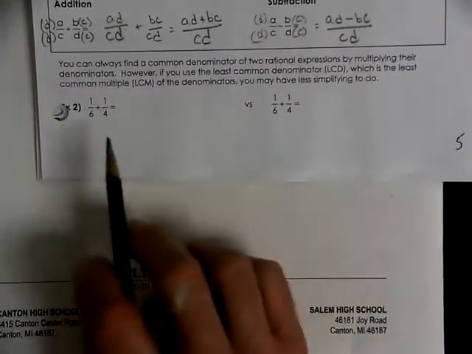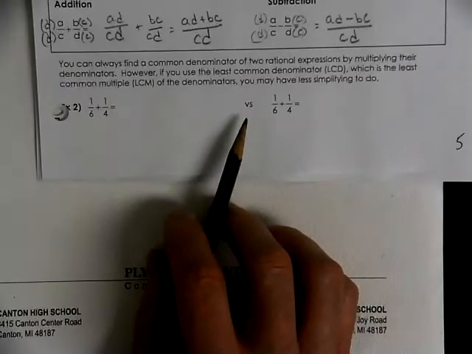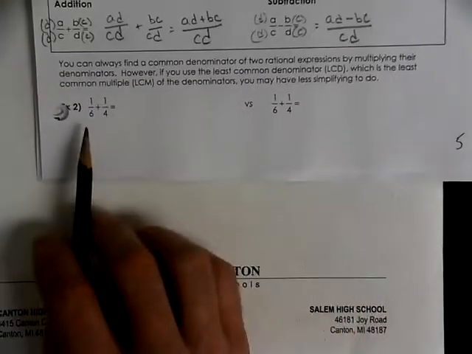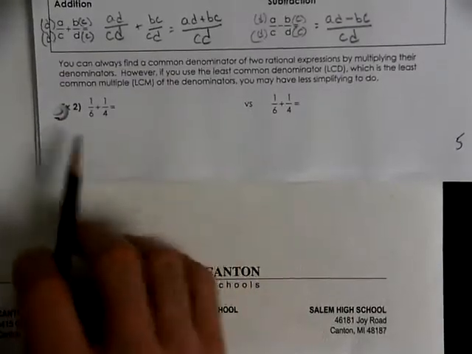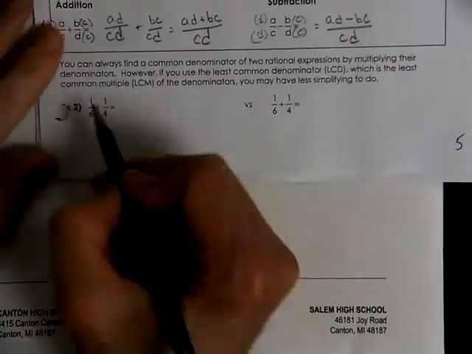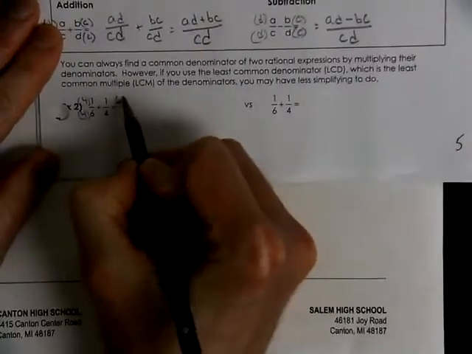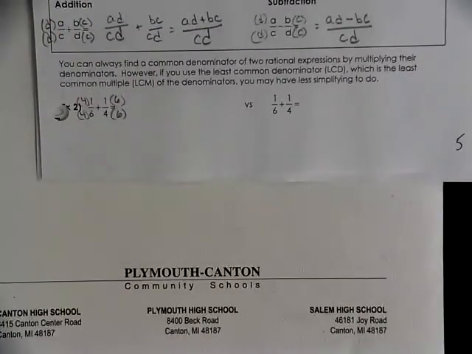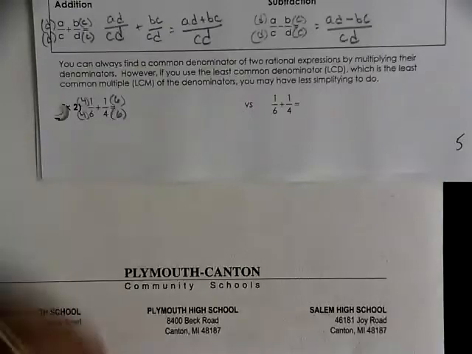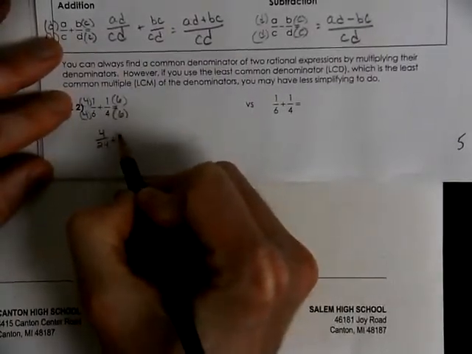In this example, we can handle this in two different ways. It would be possible to use the exact same method we used before. The denominators are different, so I'm going to multiply this one by the 4 and this fraction by the 6, just like we did before. This makes 4 over 24. This makes 6 over 24.